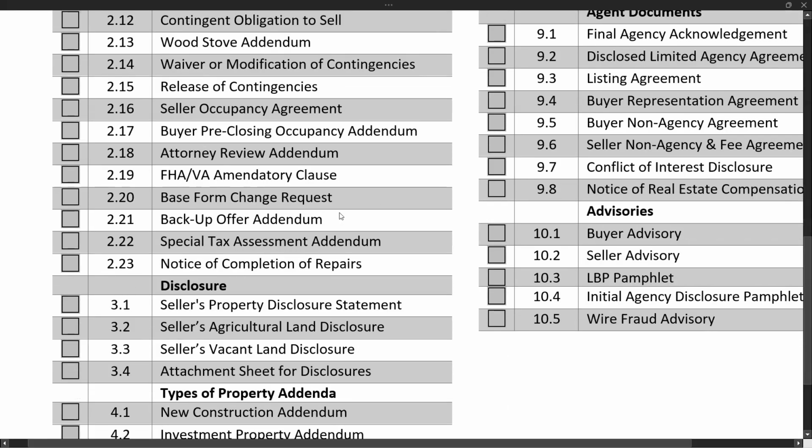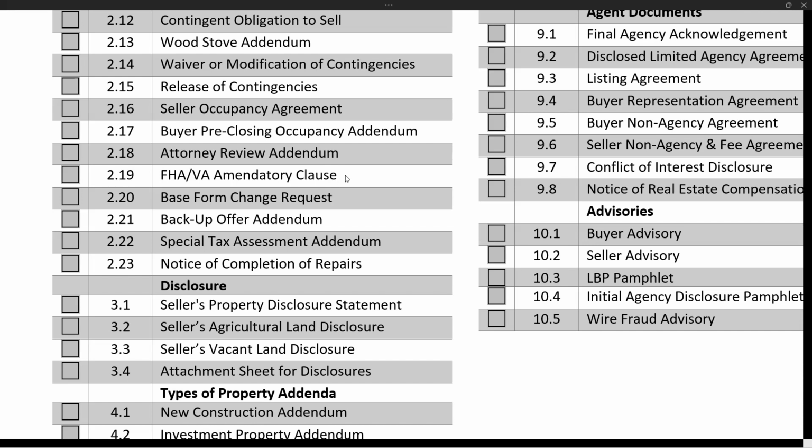2.18 is the attorney review addendum. The idea of the attorney review addendum is you can allow another party to review the document or have their attorney review the document. It's a negotiative tool in most cases. You can give a party the peace of mind of being able to have an attorney review the document before they're bound to the contract.